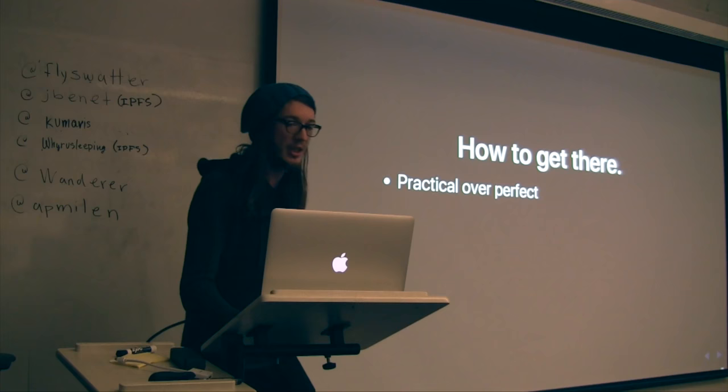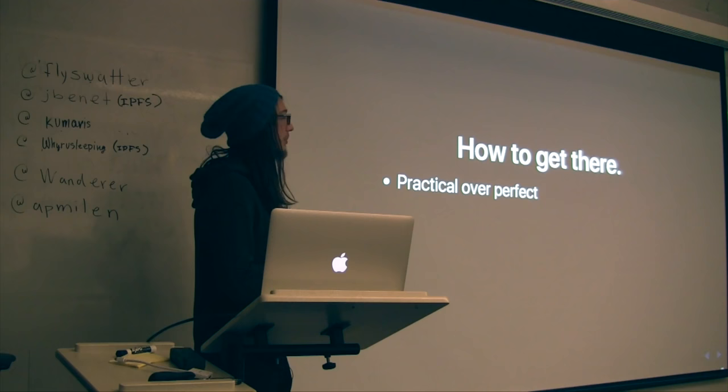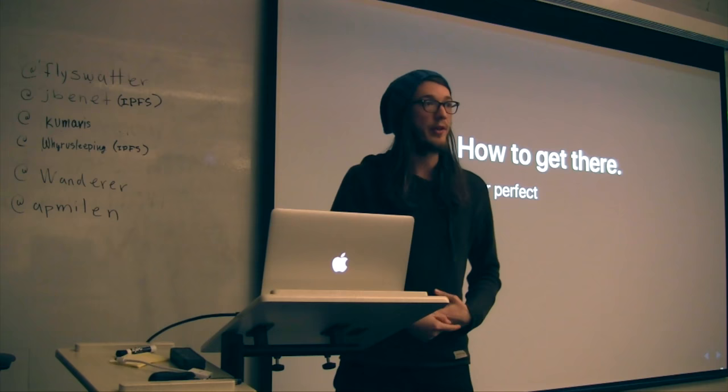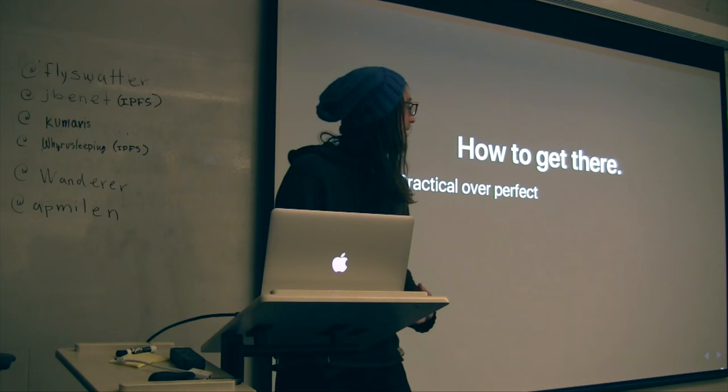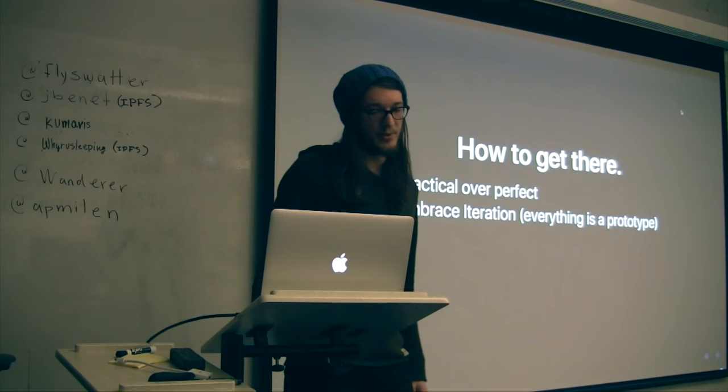So how to get there? Be practical over perfect. You can stare at this theory all day long, but for me, and for a lot of people, just writing stuff, figuring out what happens in the real world, and then feeding back and looking at the theory and moving forwards is the best way to go. So don't worry about being perfect, just try to be practical. And embrace iteration, everything's a prototype. Don't get caught up in building the big final shiny thing. It's just one iteration. Keep it modular and follow the Unix philosophy.